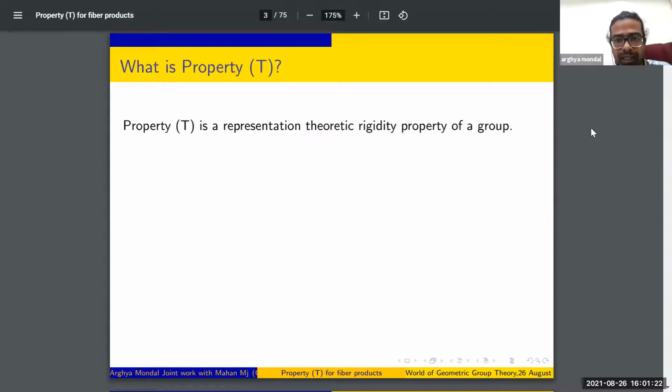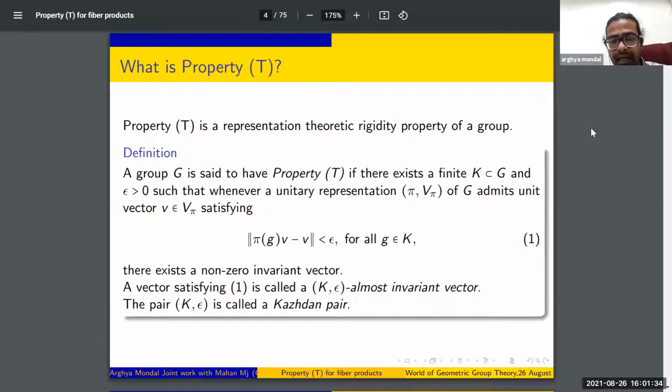So what is property T? Property T is a representation theoretic rigidity property of a group. When we say rigidity, we mean that there is some object which cannot be deformed. So what is the object here? The object is an invariant vector in a unitary representation. And what is the deformation of such an object? A deformation of such an object is an almost invariant vector.